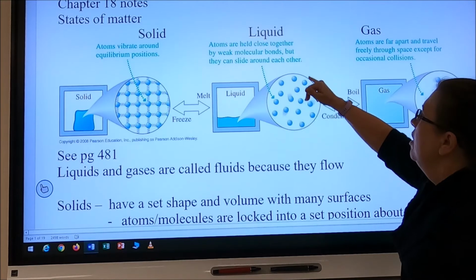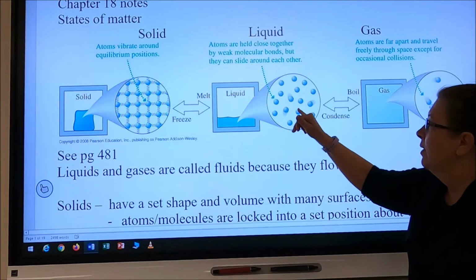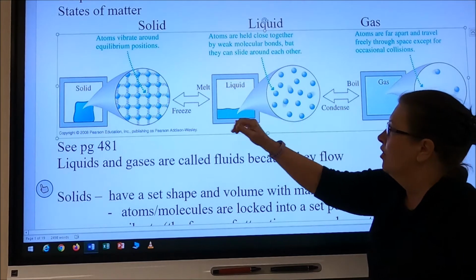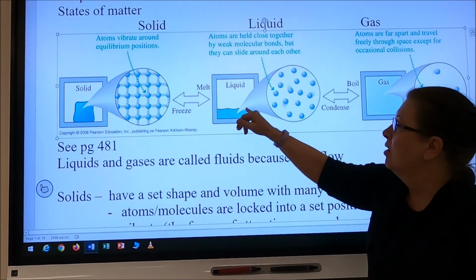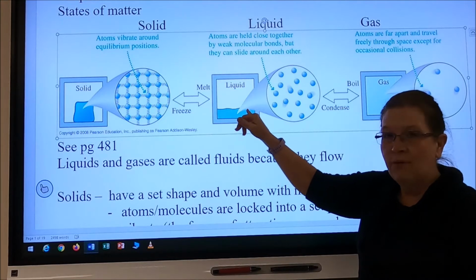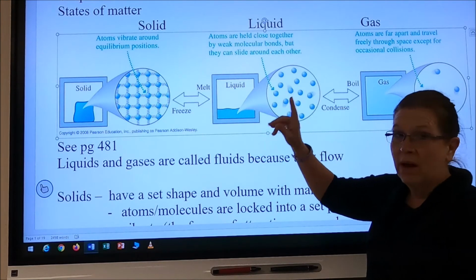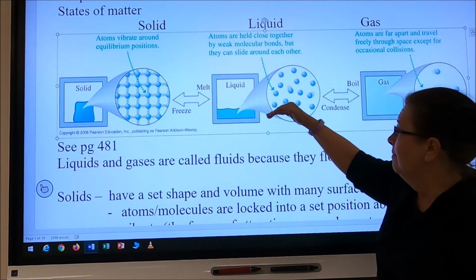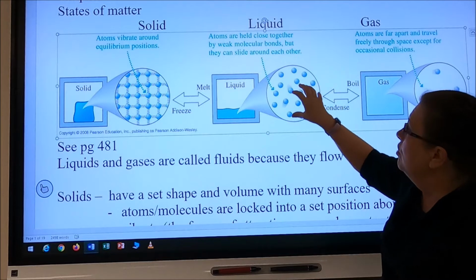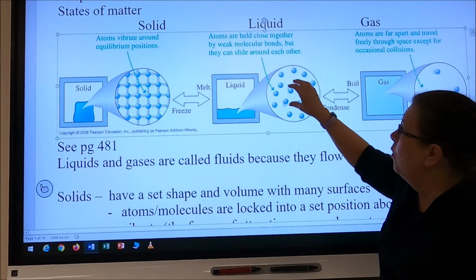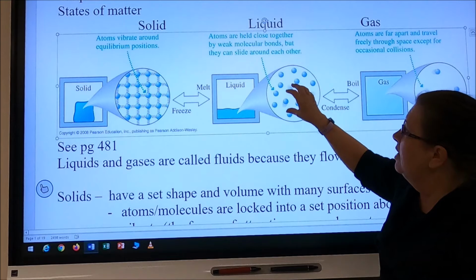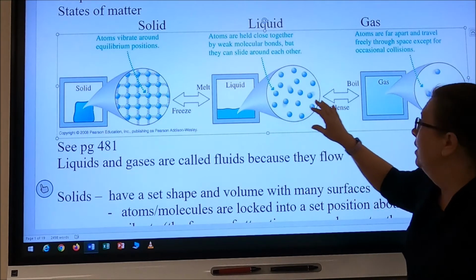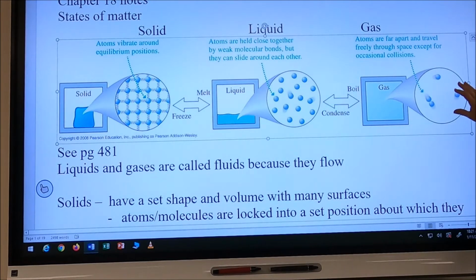Liquids, okay, the particles are further apart. Notice that they're not stuck to each other in a very nice rigid pattern. A liquid takes its shape from the container that it's in. It's got one surface, so it only fills the container to a specific volume, and the particles are moving. Now, they're probably not quite this far apart. They want to stay fairly close together, but they're going to slip and slide past each other. Okay? Lastly is the gas phase.